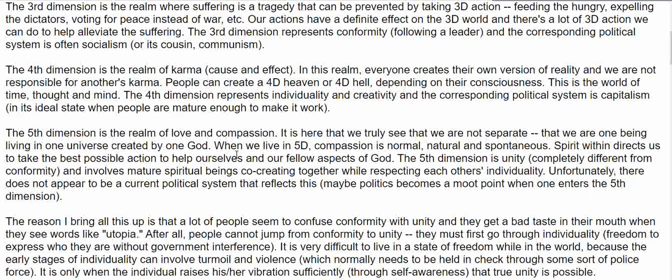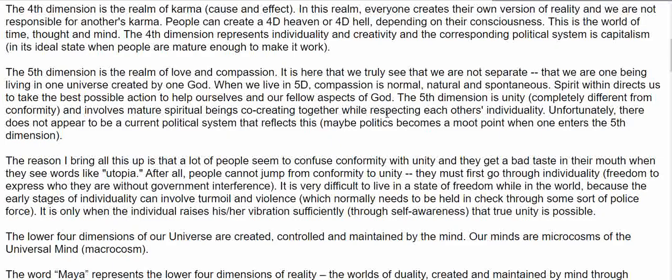So the first dimension represents individuality and creativity, and the corresponding system is capitalism. So the system is capitalism, and this is the ideal state when people are mature enough to make it work. The fifth dimension is the realm of love and compassion. I don't believe. I'm so sorry.